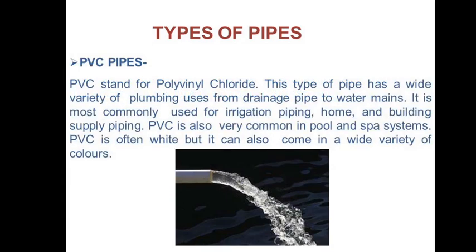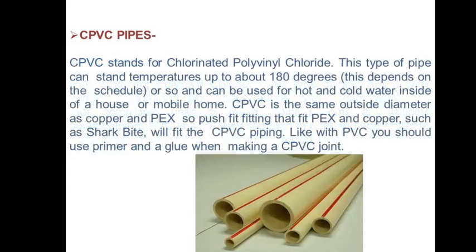Then types of pipes. PVC pipes. PVC stands for polyvinyl chloride. This type of pipe has a wide variety of plumbing uses, from drainage pipes to water mains. It is most commonly used for irrigation piping and building water supply piping. PVC is also very common in pool and spa systems. PVC pipes are available in a wide variety of colors.